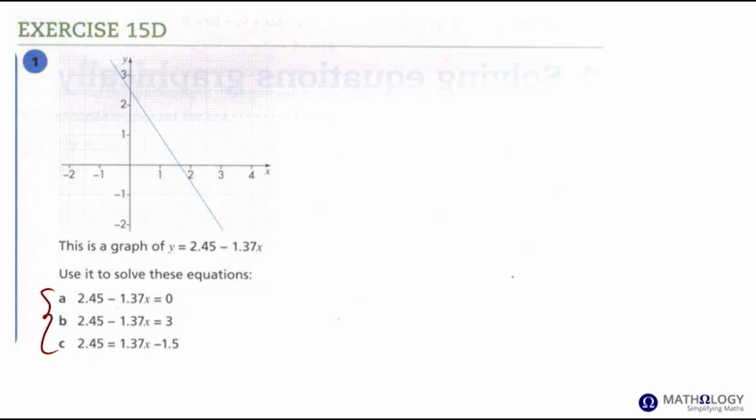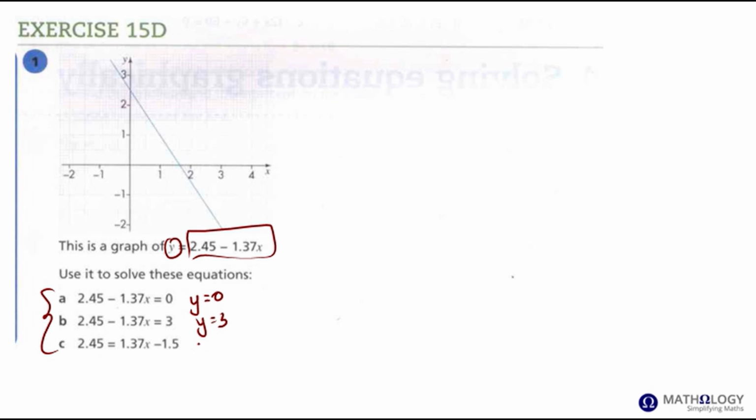2.45 minus 1.37x represents y, right? That's this expression over here. So essentially for all of these, we are being asked to find the value of x for which y equals 0, y equals 3, and this one is not in the form of what we are given, so we are just going to have to manipulate this. We'll actually do that now.